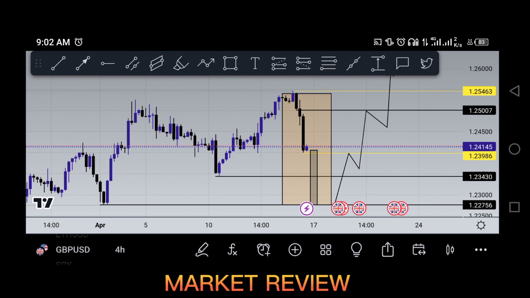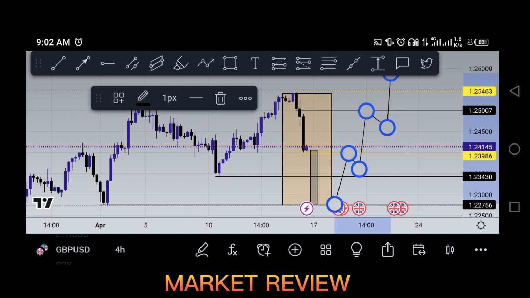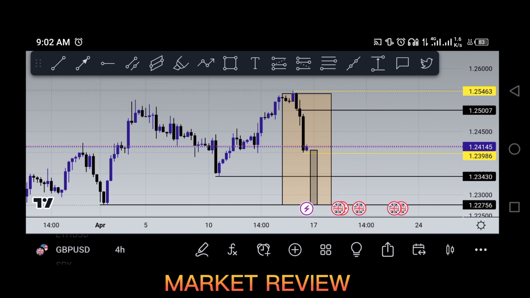So this is just how I trade. I really don't know how to paint it to you, but this is how I trade, applying the impulsive candle and correction movement. So with this, you can make some good money or good profits or good pips in the market.